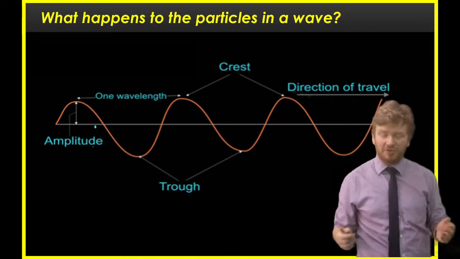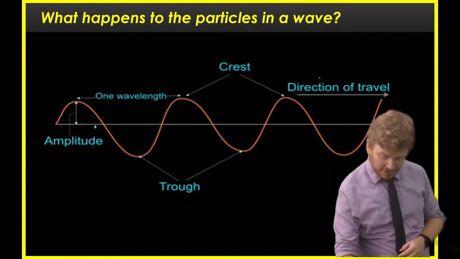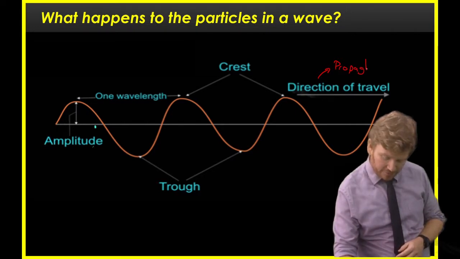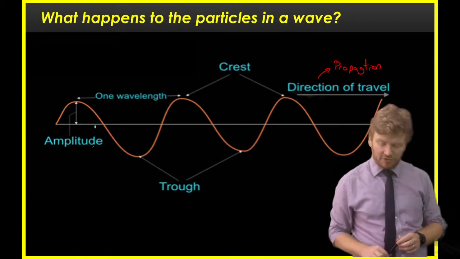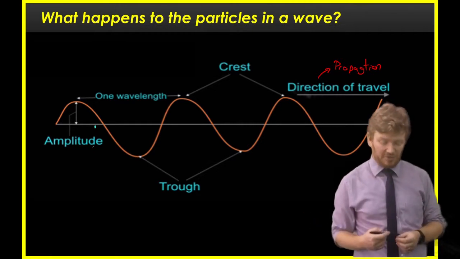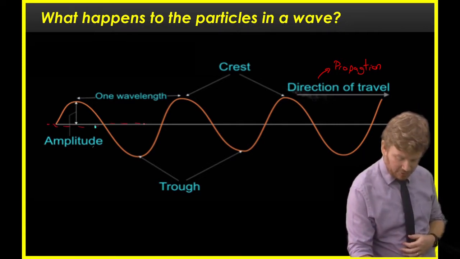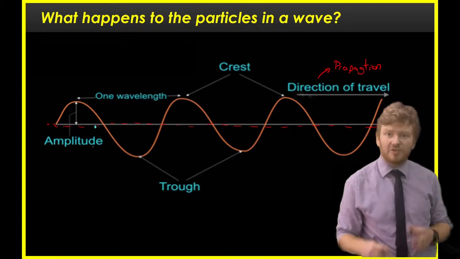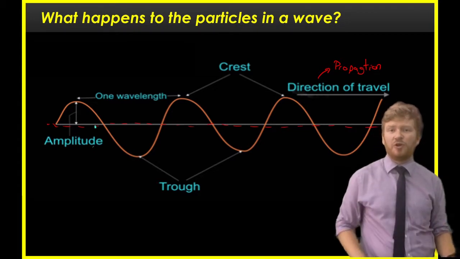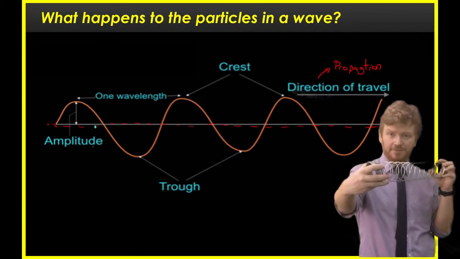Now, this is a classic wave shape that you've probably seen lots of times before. And I'm going to say it's going in this direction. Now, the direction of travel often has another word that we give it. And we call it the direction of propagation. And propagation is a fancy way of saying the direction that the wave is going in. So, we have this line across the middle. And that's the way that the wave would be if there was no energy being transferred. So you can think of it as just this line that my slinky is lying in.